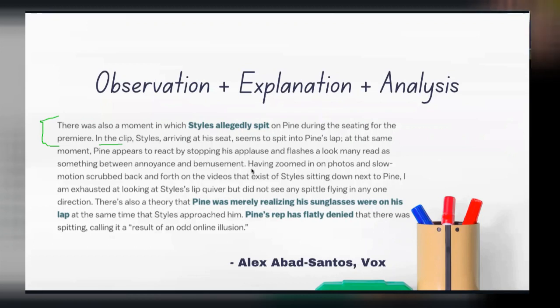Then here we see that there begins some analysis. So starting with having zoomed in on the photos and slow motion scrubbed back and forth on the videos that exist, Styles sitting next to Pine, I am exhausted at looking at Styles' lip quiver, but did not see any spittle flying in any one direction. So from there, you can see that they are noting their personal analysis of what happened. Then this is coupled with exterior analysis from other people who have actually studied the event to see what happened. So we have this pattern of observation, explanation, and then analysis.